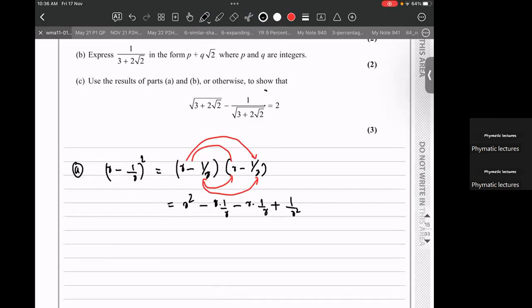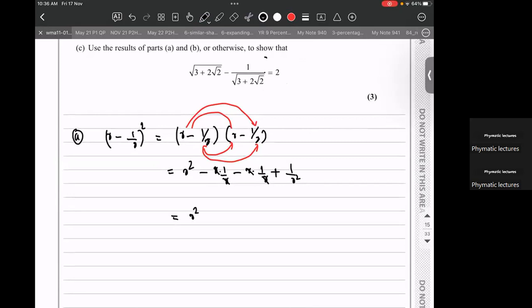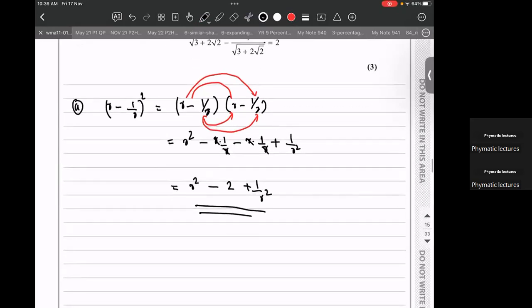1 by r into 1 by r is 1 by r². So what happens is r could cancel. Here also r and r could cancel. And finally we will get r² minus 1 minus 1 plus 1 by r², that is r² minus 2 plus 1 by r².